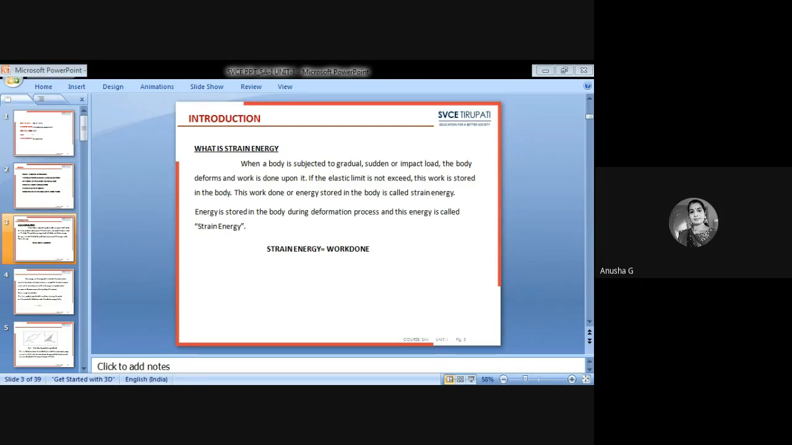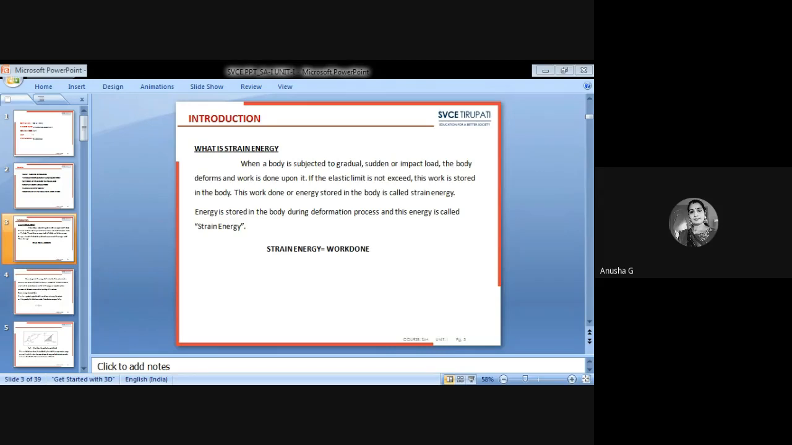Strain energy is the internal energy which is stored in any material which is loaded within the elastic limit. This is the definition of the strain energy. You have to write two more points.